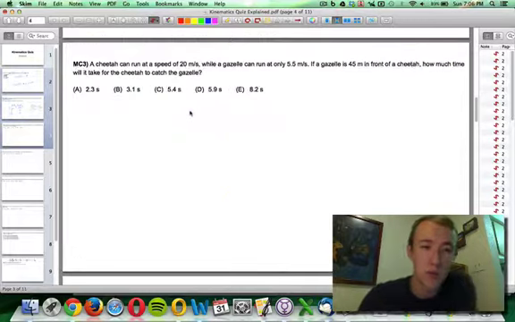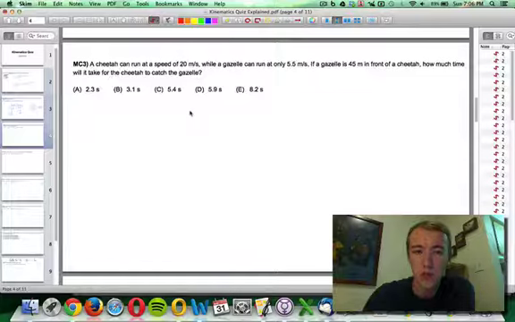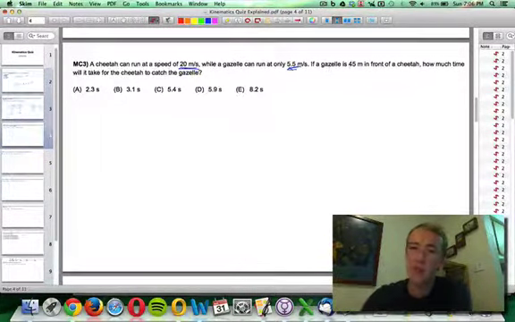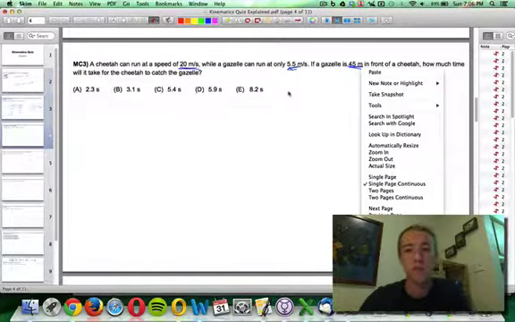Alright, let's take a look at number 3. A cheetah can run at a speed of 20 meters per second. That's pretty fast. It can go 20 meters in 1 second, while the gazelle can only run at a velocity of 5.5 meters per second. So gazelle right here at 5.5 meters per second, the cheetah's at 20 meters per second. The gazelle starts out 45 meters in front of the cheetah.